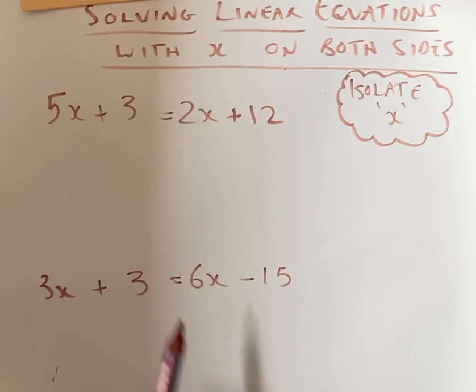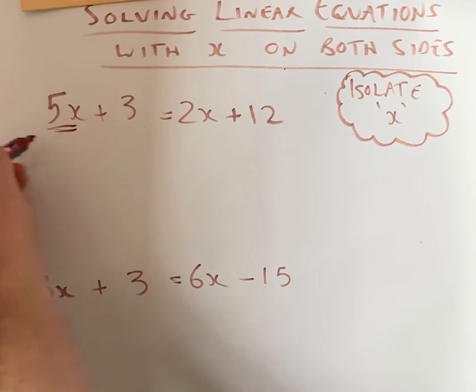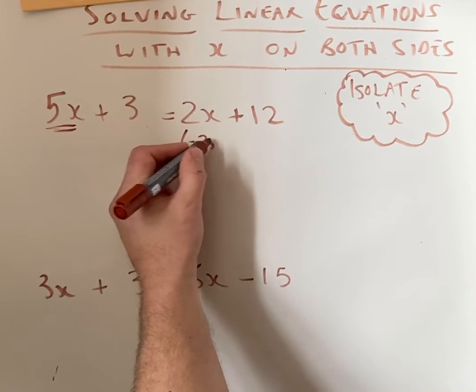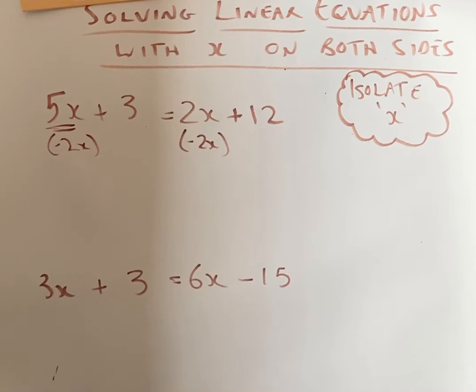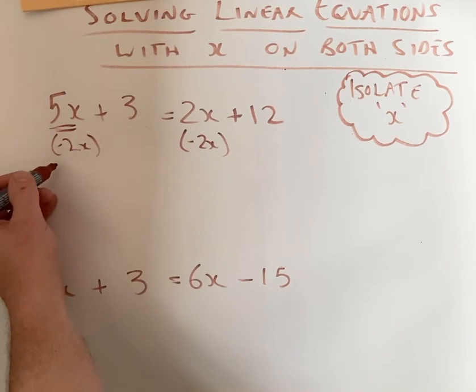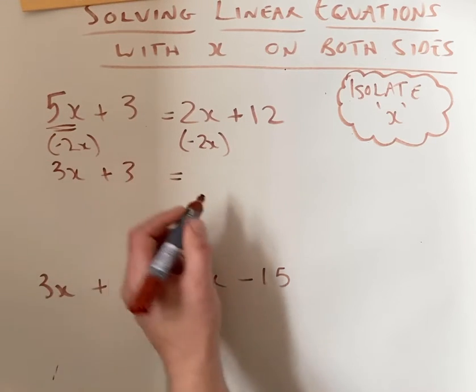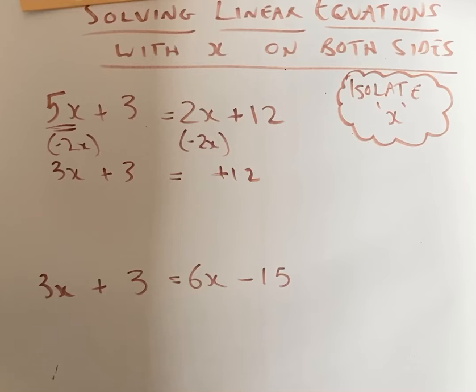So if you look at the first equation, what we're going to do is gather the x on the left hand side because that's the bigger x. And that means I'm going to have to subtract 2x from both sides to eliminate the x on the right hand side. Now if I do that, I'm left with 3x plus 3, and on the right hand side I'm left with plus 12.